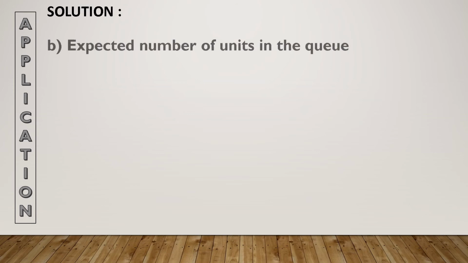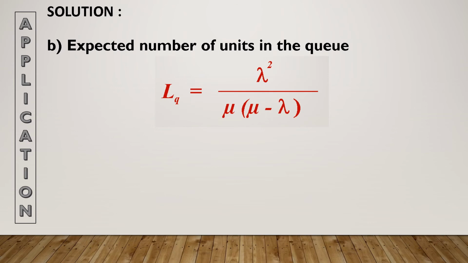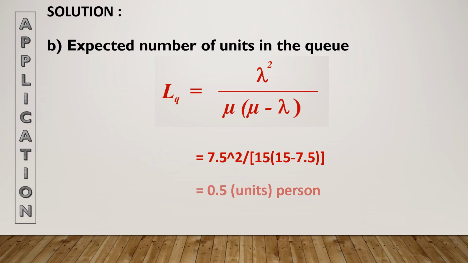Next, letter B. Expected number of units in the queue. We're going to use this formula. L sub q is equal to mean arrival rate raised to the power of 2 divided by the mean service rate multiplied by the mean service rate minus mean arrival rate. Fill in. So the formula will be 7.5 raised to the power of 2 divided by 15 times 15 minus 7.5. It is equivalent to 0.5 units.